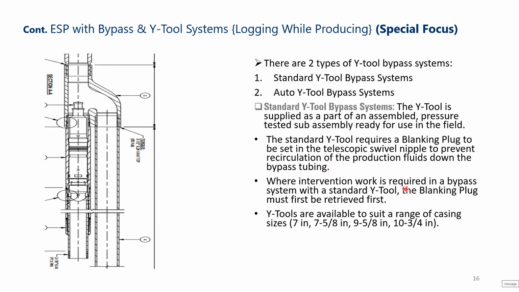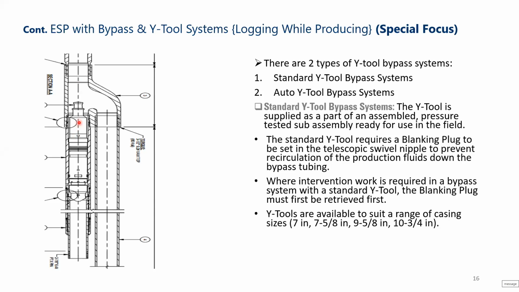Where intervention work is required in a bypass system with a standard Y tool, blanking plug is a must. It has to be retrieved. So as I explained, they run it here to secure so that whenever I start the ESP, I will not have circulation. So after some time, they want to have an intervention with a wireline, with a coil tubing, with a slickline. They will come again, rig up their tool, run. They will pull out this plug.